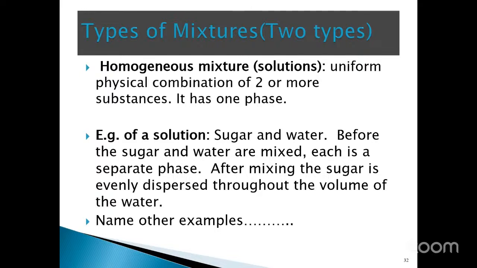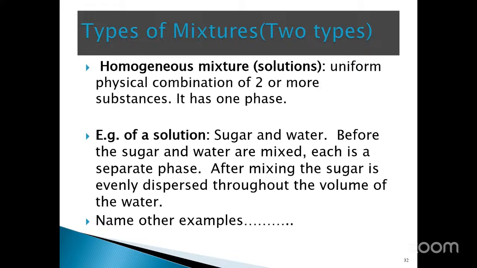So any other examples you can think of of a homogeneous mixture? Yes, sir. Lemon and water. Okay. Lemon juice, I guess. I guess so, if you can avoid the little sacs which contain the juice. Yeah, I would say so. Especially the ones that you buy in the store.